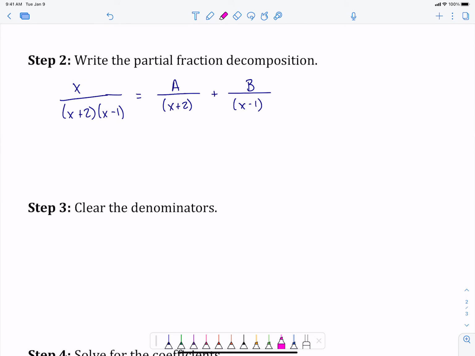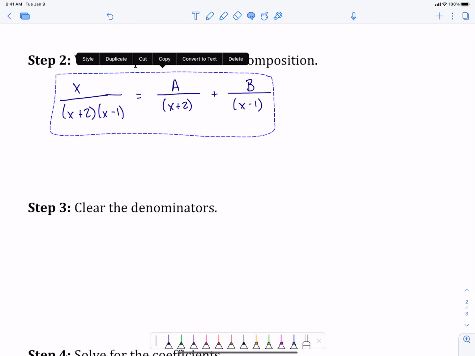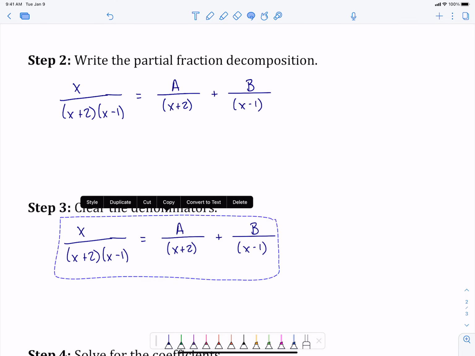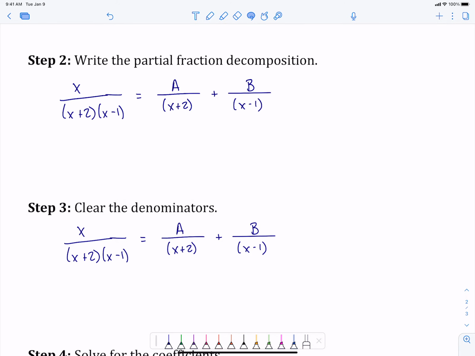Now we're going to take this partial fraction decomposition. I'm going to copy and paste it. I'm going to paste it down here. And we want to clear out our denominators. So what we're going to do is multiply through by the least common denominator.